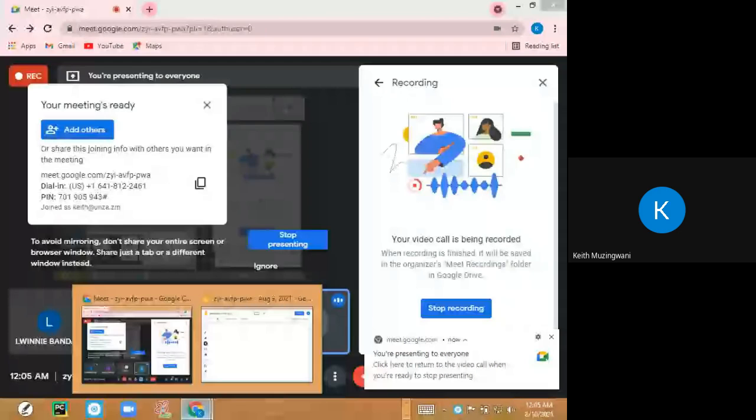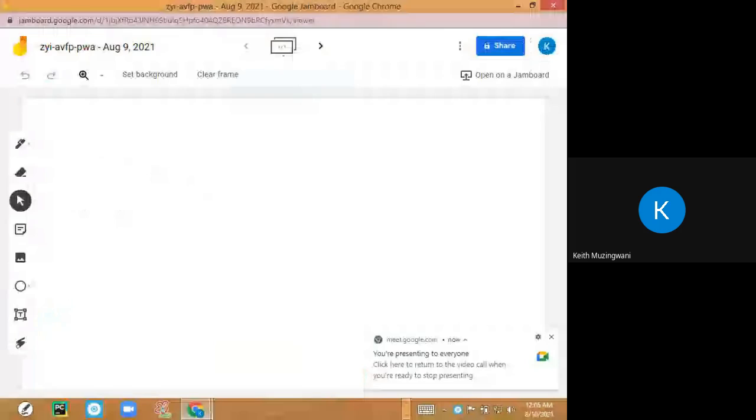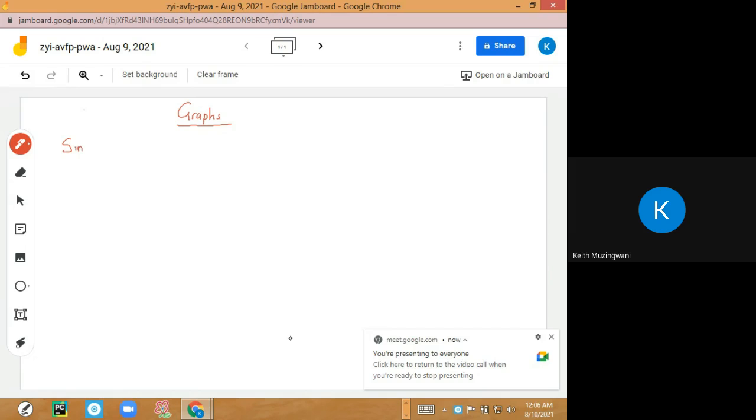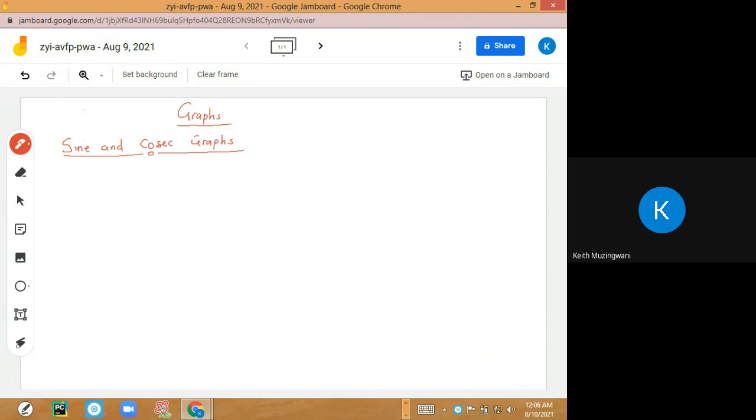So we'll start with... our class today is centered on graphs. And the first one is sine and cosec graphs. That's the first one.